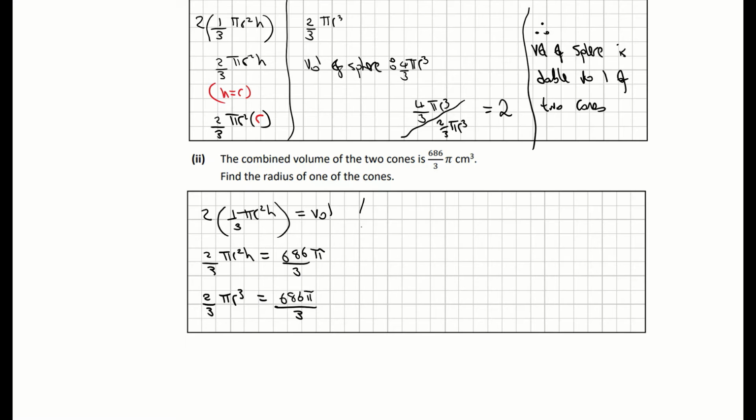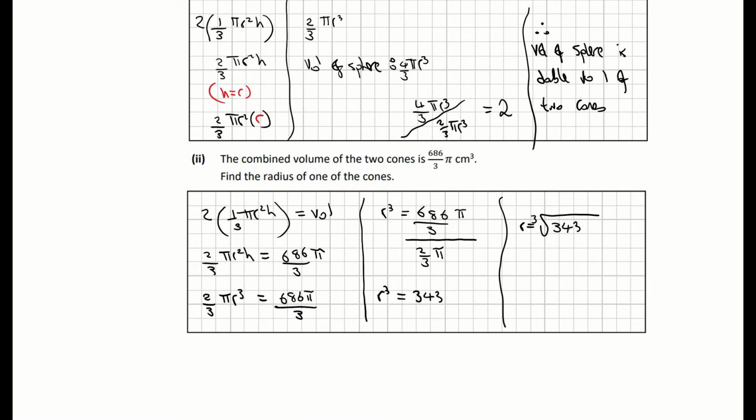In order to isolate the r cubed, I'm going to divide across by 2 over 3 pi. So that's 686 over 3 pi, all divided by 2 over 3 pi. Again, a little bit of calculator work here. That gives me r cubed is equal to 343. Then to get r on its own, I need to find the cube root of 343, and the cube root of 343 gives a radius of 7 centimeters. And that's part 2. Scrolling down now to part B.